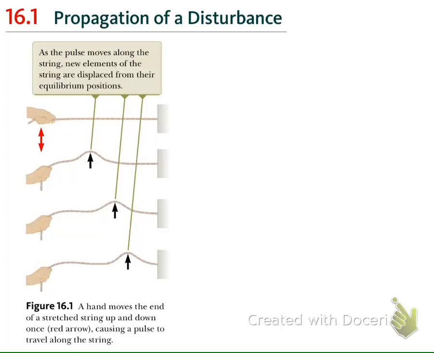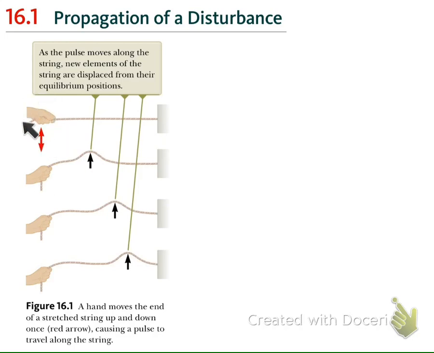Let us start with a simple example on the disturbance of the medium. In this figure, it shows the snapshot of a pulse wave moving on a string. A hand moves at the end of the string up and down here to generate a pulse to travel along the string. If you move your hand up and down in a short time, you generate a pulse that moves along the string.